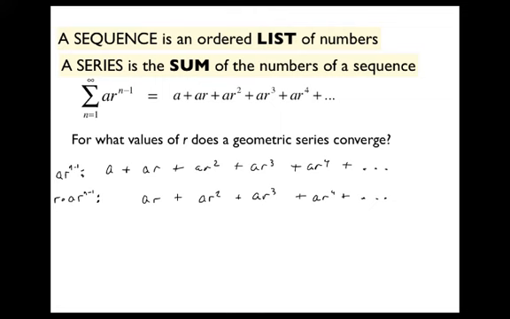Look what happens. If we multiply by r, then we get what? We get all the terms after the a term. So what I'm going to do now is subtract the bottom one from the top one. And on the top, I'm going to get what?